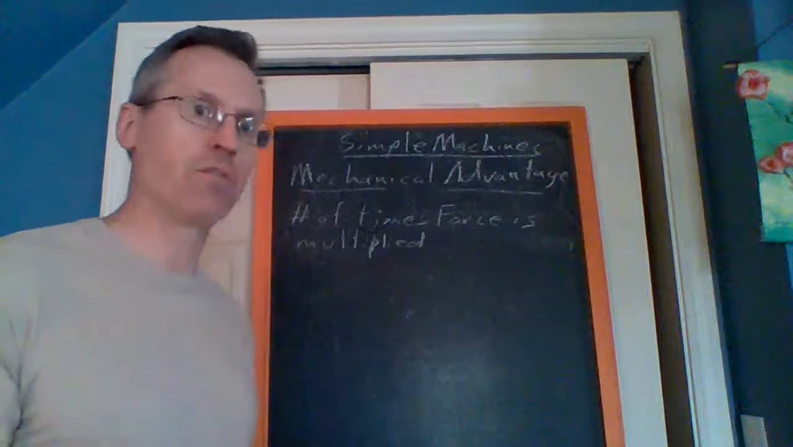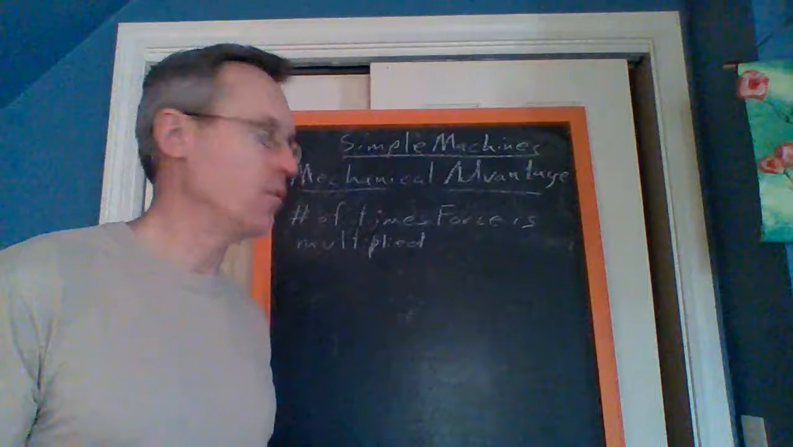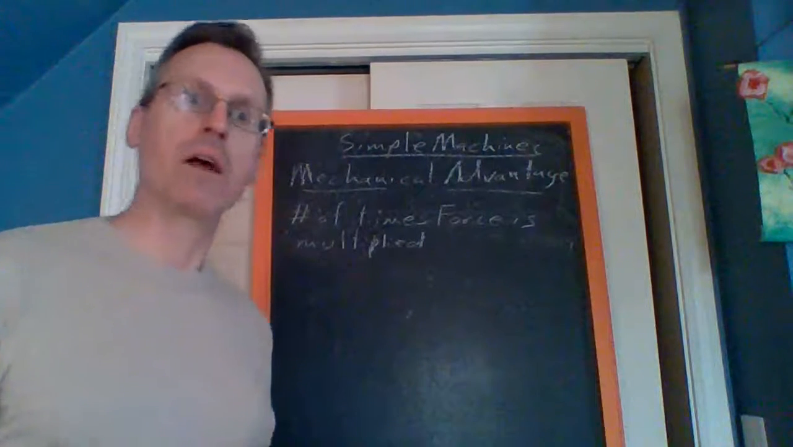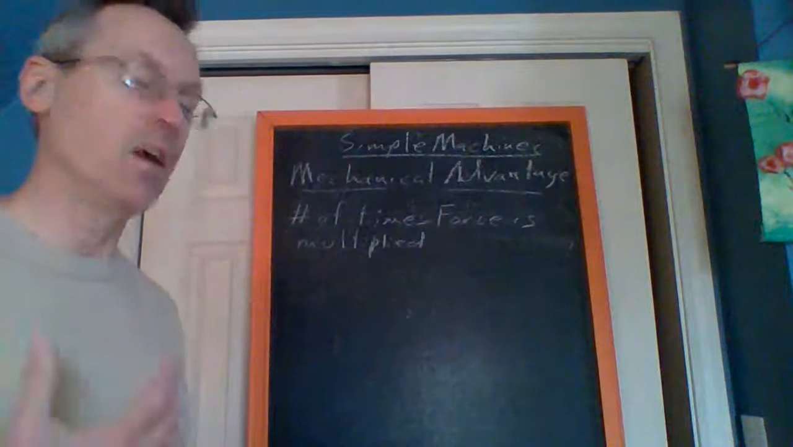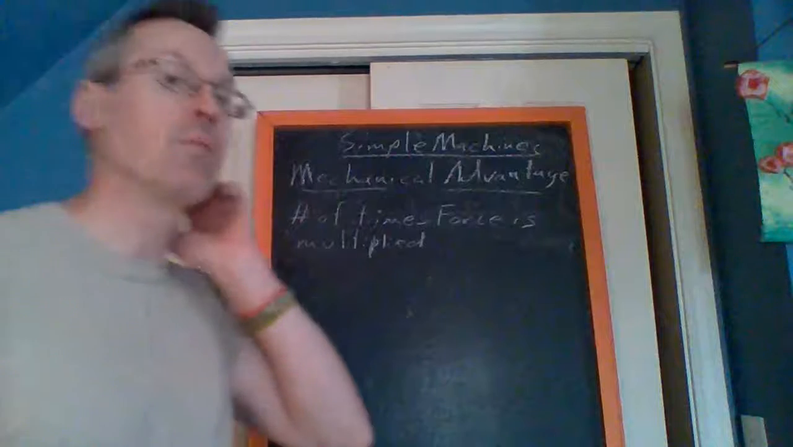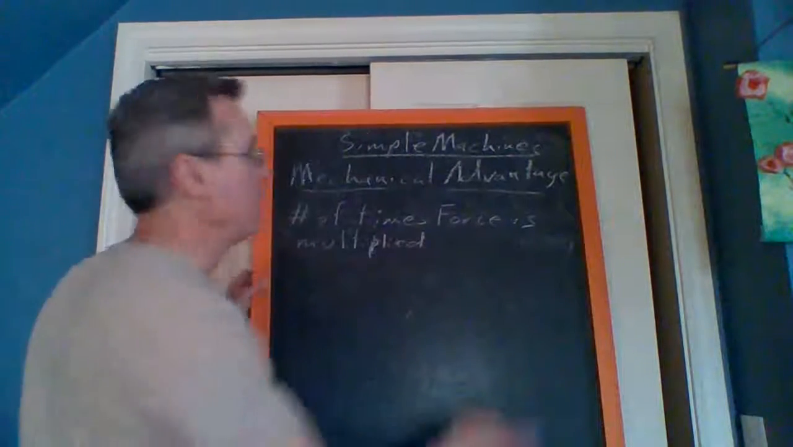If you think about what a front end loader can do, you can lift much more with that than you can with just your own body. And that's why we, as human beings, are intelligent enough and clever enough to make machines. So let's look at what the simple machines are. There are 6 basic simple machines.